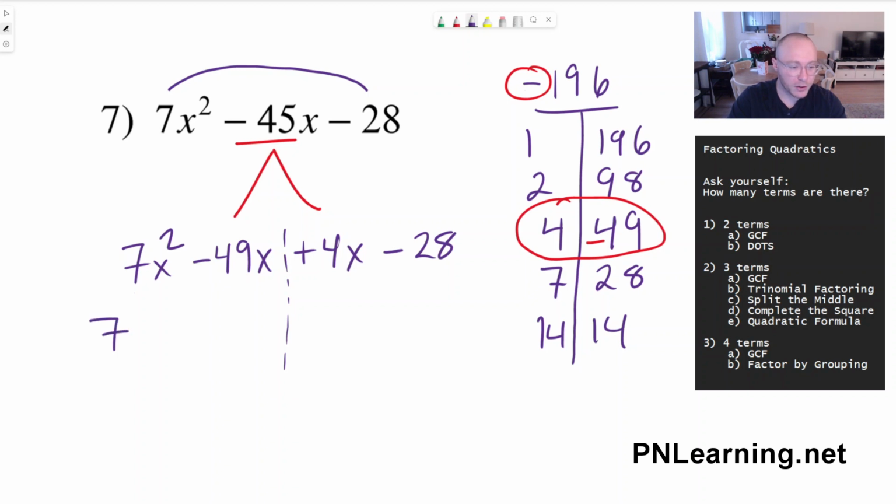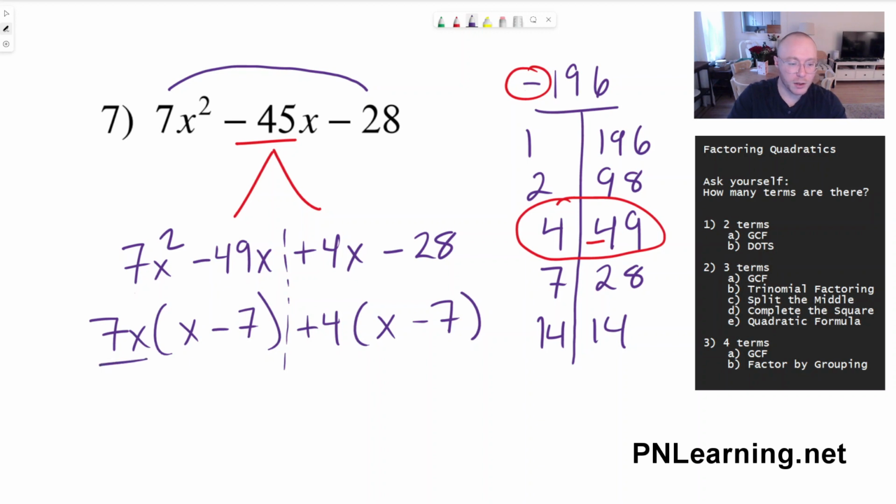X squared and x, they have a GCF of x. So we'll factor out a 7x. And it looks like we'll get left with x minus 7. So over here we have a 4x minus 28. We could either factor out a 4 or a negative 4. And in this case, a positive 4 will work because that'll leave us with x minus 7.